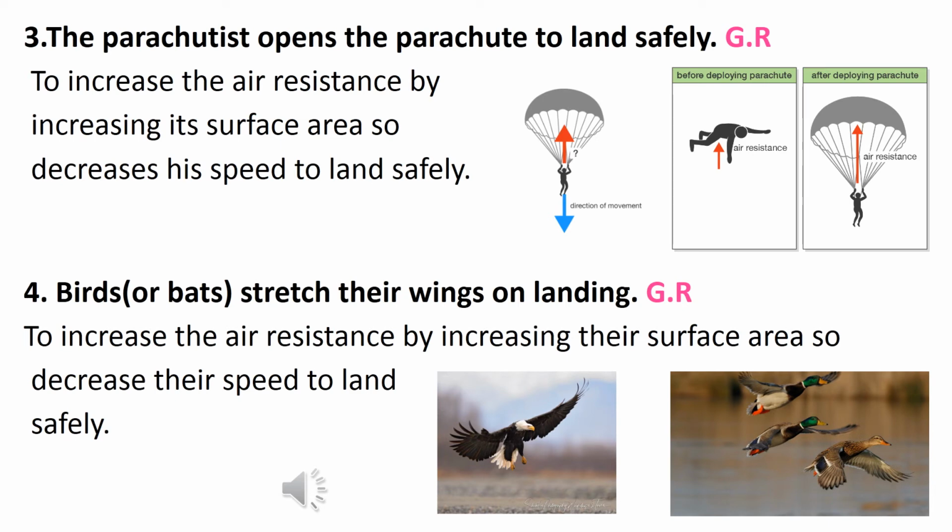Here is another example about the second factor, that the parachutist opens the parachute to land safely. To increase the air resistance by increasing the surface area, so he decreases his speed to land safely. Also, the birds or bats stretch their wings on landing, to increase the air resistance by increasing their surface area, so they decrease their speed to land safely.